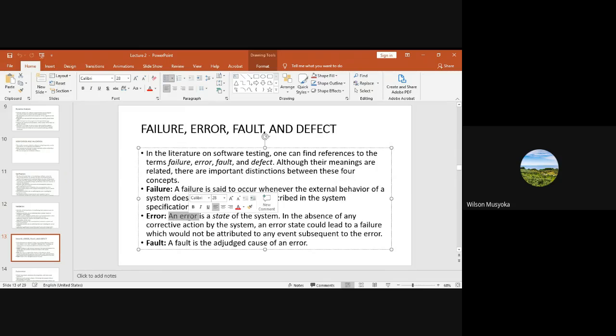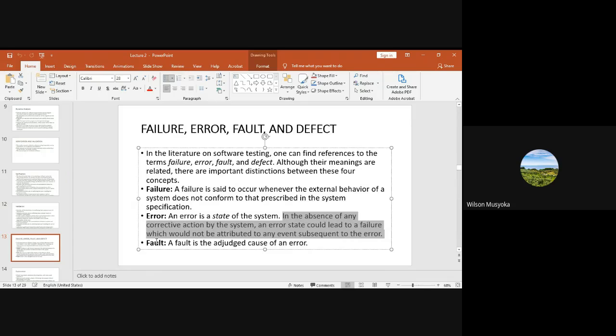When we talk of an error, it is a state of the system. The system may give you the results that you needed, but it may have an error within itself. So that is something I need you to note, that in the absence of any corrective action by the system, an error could lead to a failure. What we mean by that is that an error may occur whereby the system is able to add the two numbers and give you the result that you needed, but not in the format that you needed. So that could tell you that there is an error. If this error is not worked on, at the end of the day, it will give you a failure in the system.